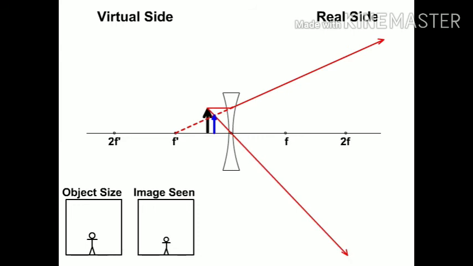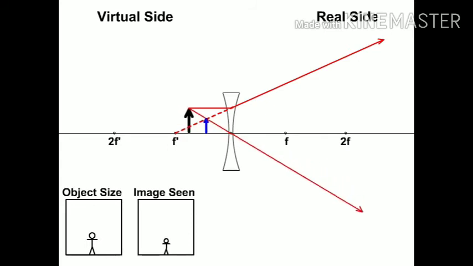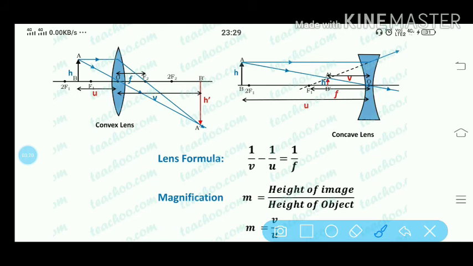In the second case, when the object is at a distance equal to the focal length of the lens, the image is exactly at the midpoint between the optical center and the second focus of the lens. The table is given in the book. Go through the table. Now, the sign convention and lens formula.